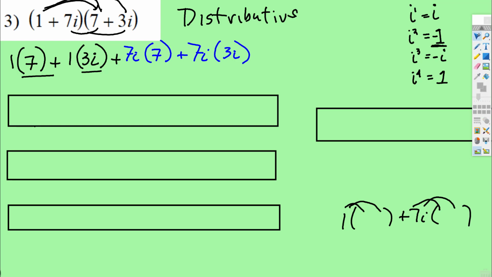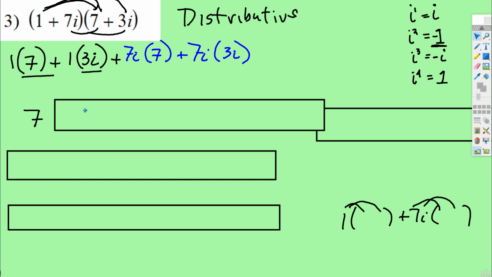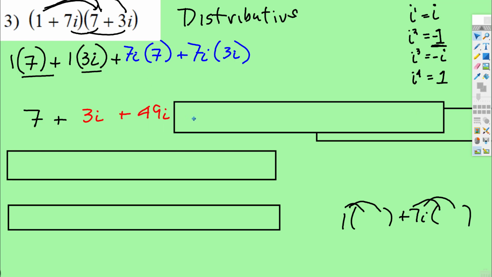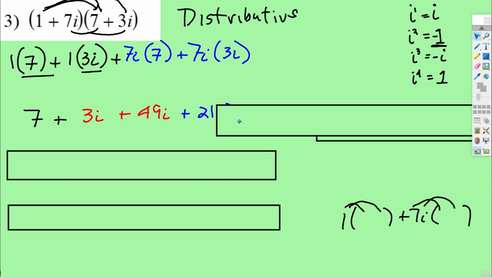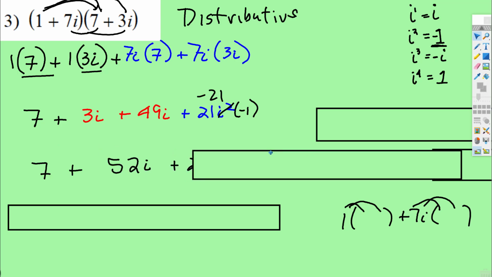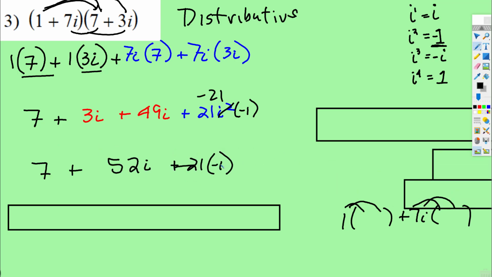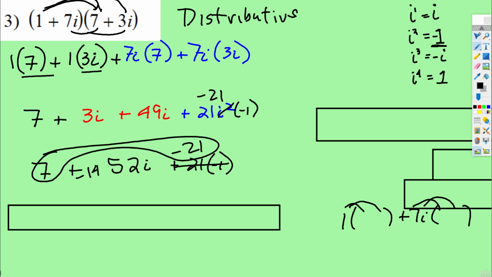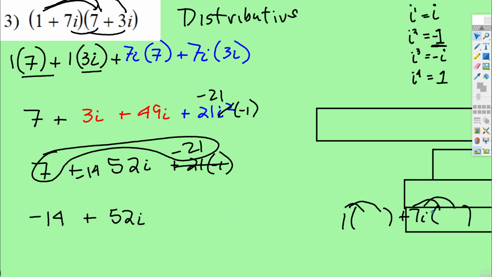So when you multiply this out, 1 times 7 is 7, 1 times 3i is 3i, then 7i times 7 is 49i, 7i times 3i is 21i squared. But remember, i squared we can rewrite as -1. 21 times -1 is -21. That becomes subtract 21. And then 7 subtract 21, if you group these two things, becomes -14. And that's our final answer.